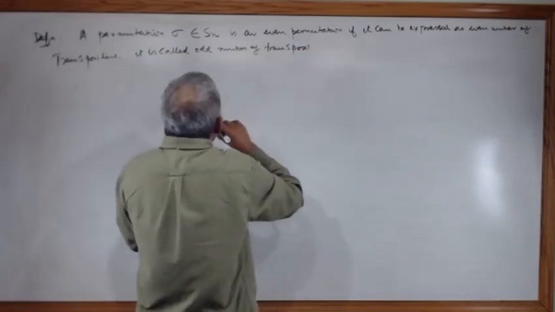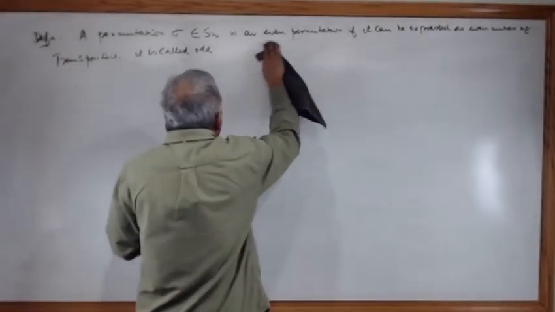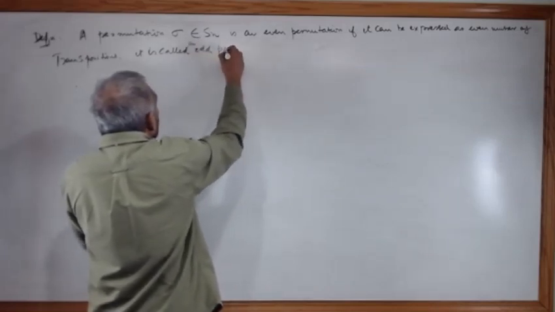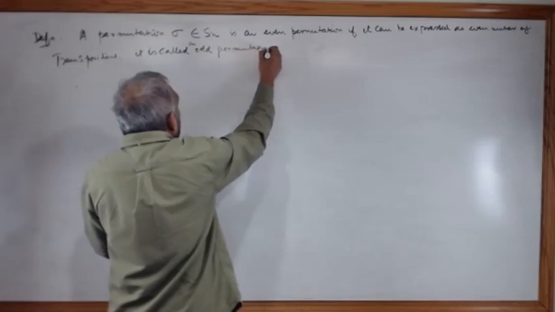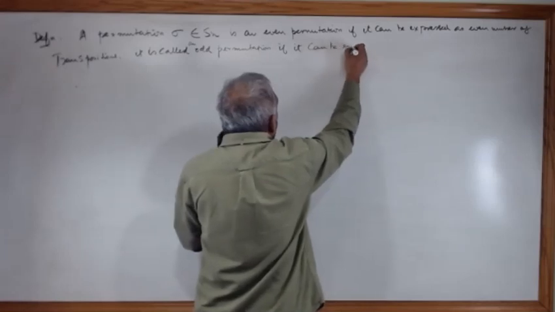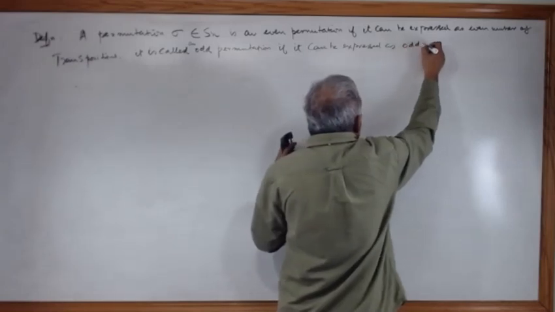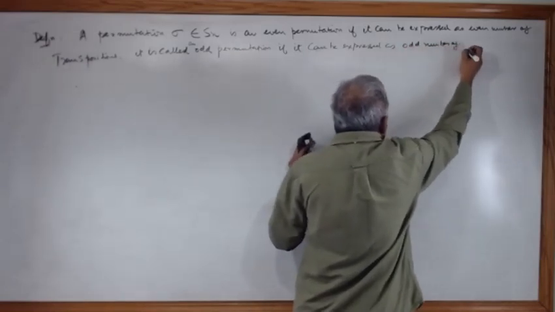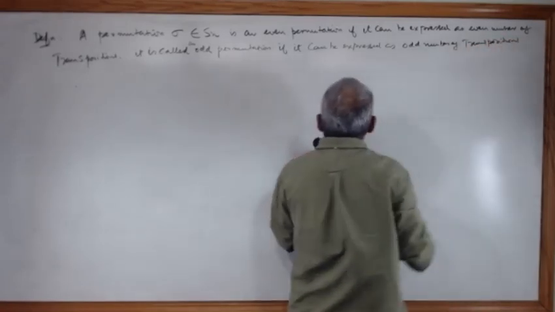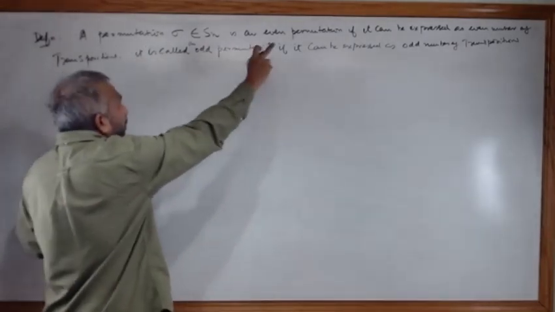It's called an odd permutation if it can be expressed as an odd number of transpositions. For example, I is an even permutation.